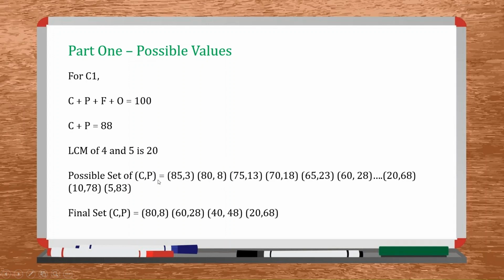That means the next value, going further 20 down from 60, would be 40 and 48. Similarly, next would be 20 and 68. We cannot go any further because it would be a zero value. So like this, we have the final set of possible values of C and P: 80 and 8, 60 and 28, 20 more down, 40 and 48, and again 20 more, so 20 and 68. So this is the possible final set of C and P that we have.